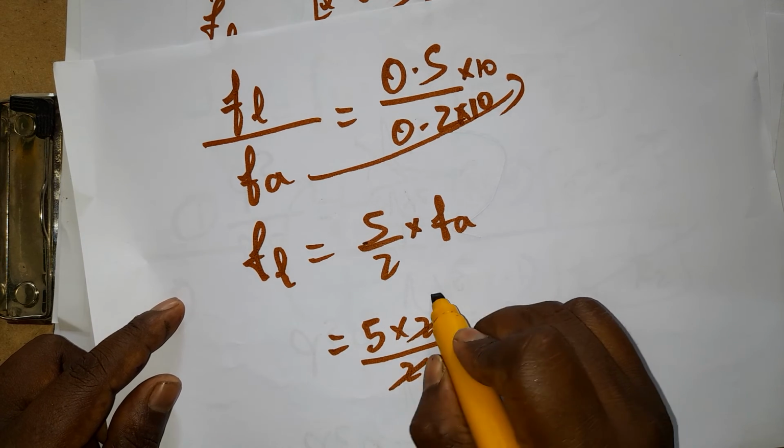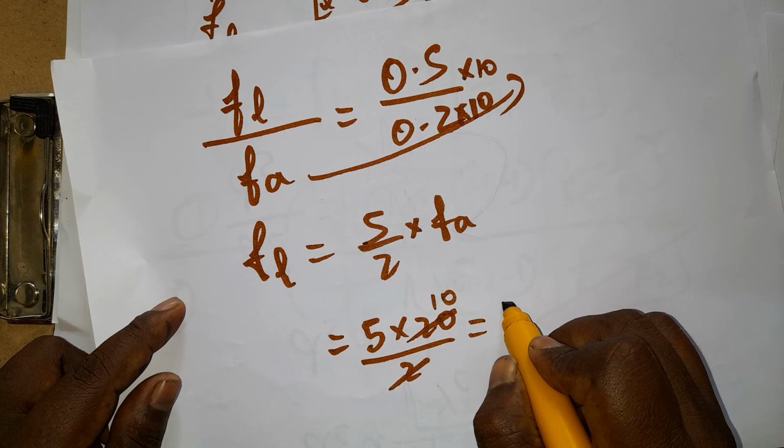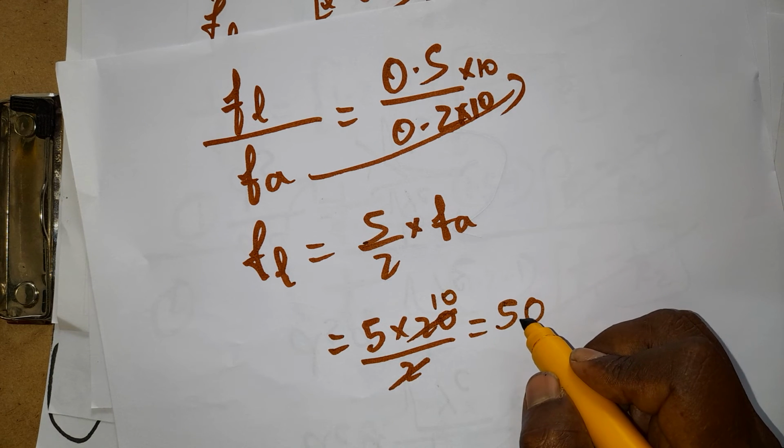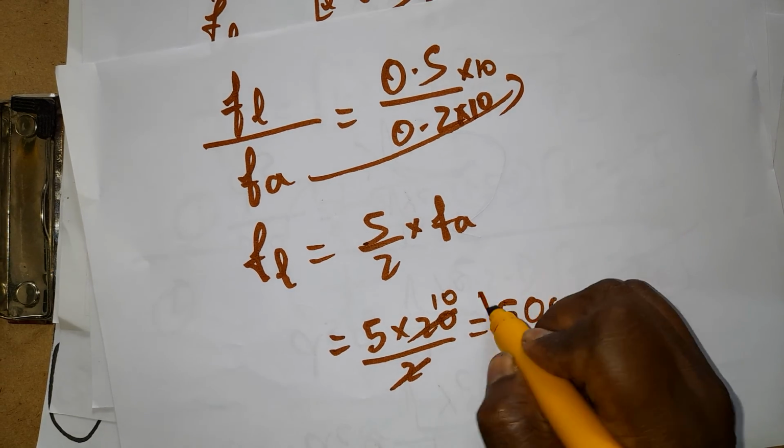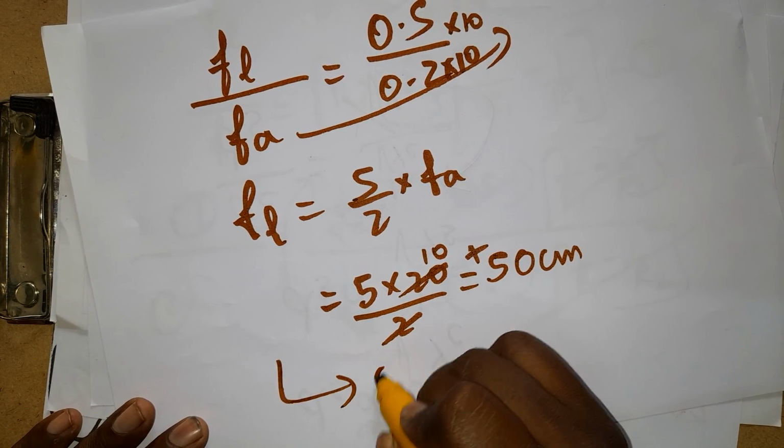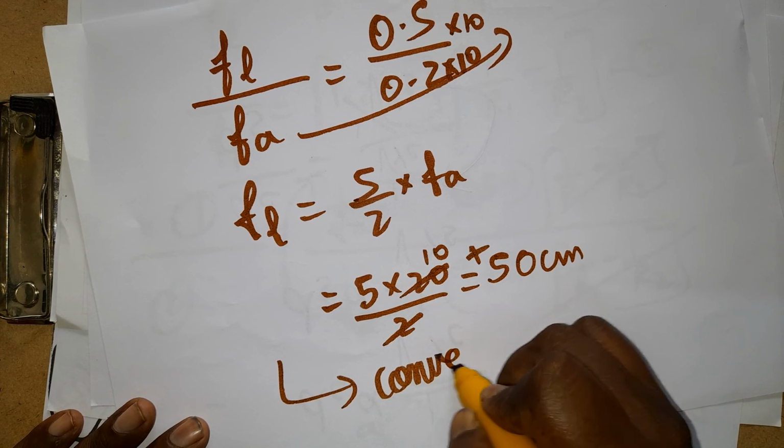When it's getting cancelled, 10 will be there. So the answer will be a 50 centimeter focal length. The focal length will be increased. It's going to be positive. Still it will behave as a convex nature only.